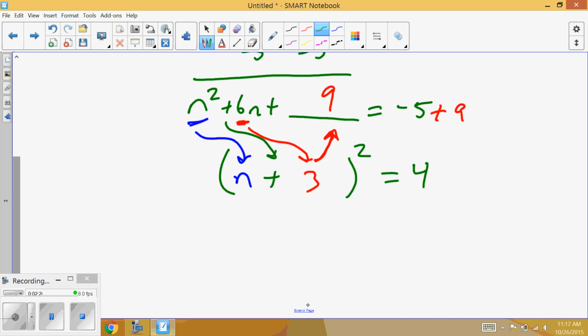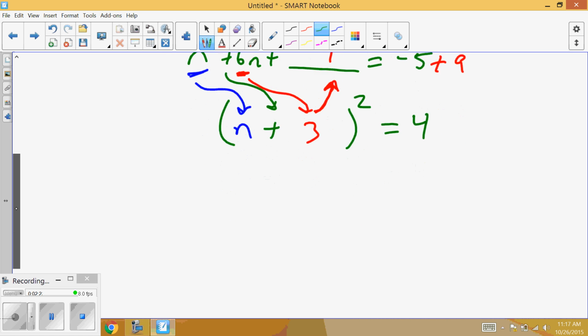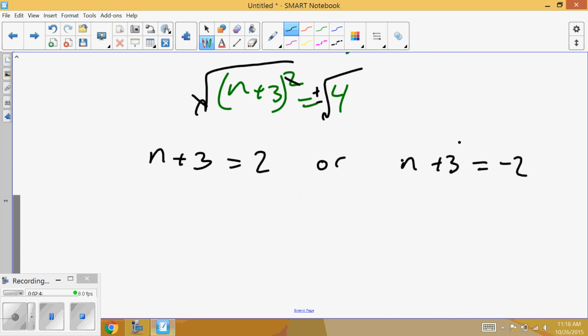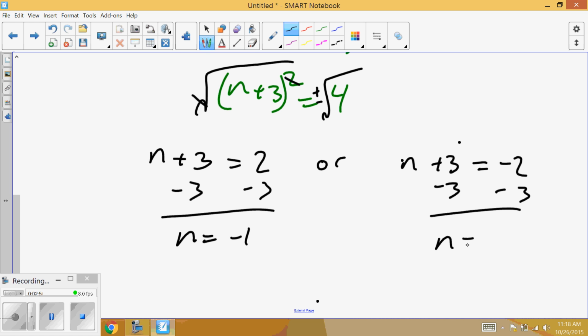Working our way down here. Whoops, too far. Well, now I've got n plus 3 squared equals 4. I'm going to take the square root of both sides. Don't forget, when we put the square root in, we need plus or minus in front. Looks like n plus 3 equals 2, or n plus 3 equals negative 2. Liking that so far. Subtract 3 from both sides. N equals negative 1, or n equals negative 5.